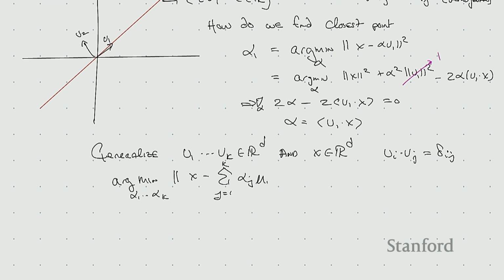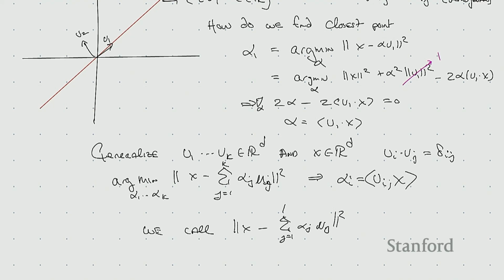Alpha j mu k. Now expand that out again, exactly as we did before, and you'll see that alpha i is equal to mu i dotted into x. This is the inner product, if you like. We call this quantity x minus the sum of alpha j mu j, squared, the residual. So we have everything we need. Rushing a little bit here.